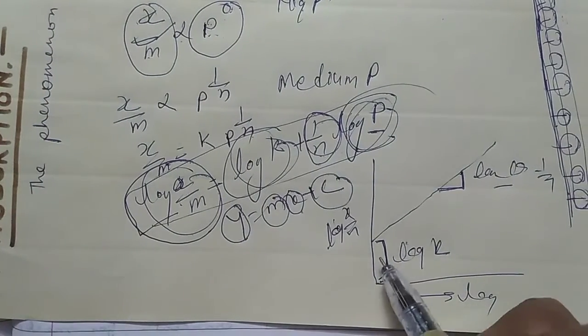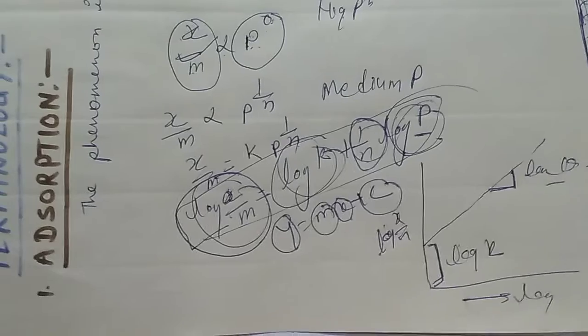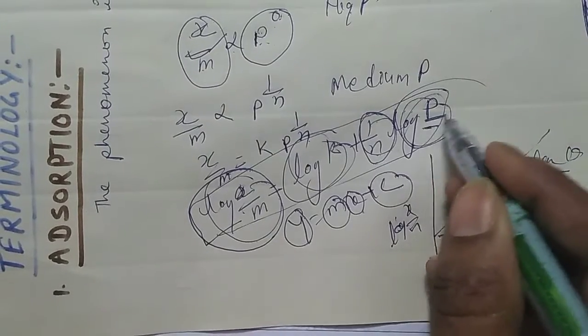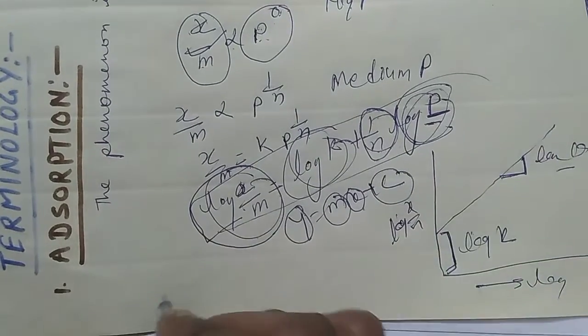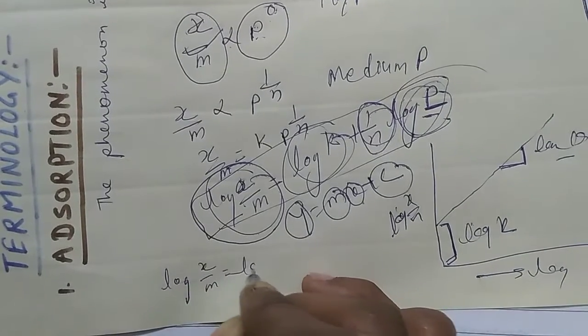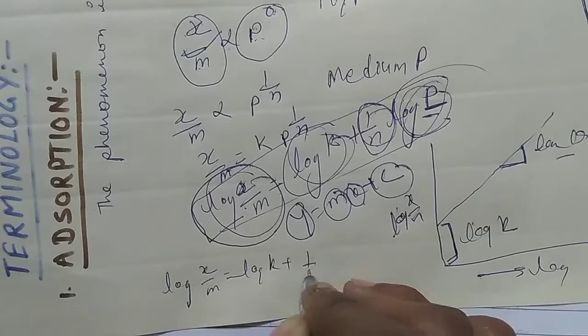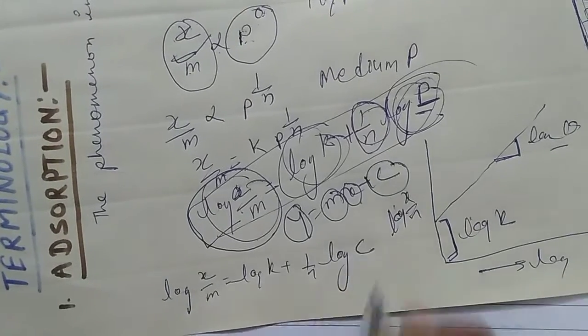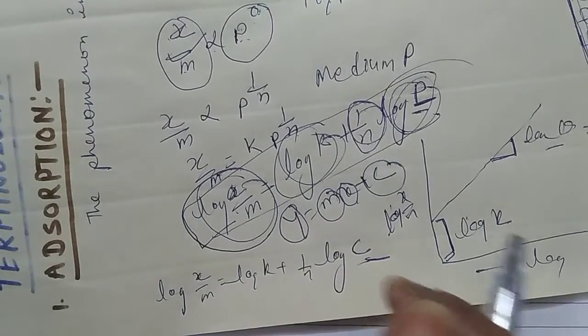And if the reaction is taking place in the solution phase, then P is replaced by C. C means concentration. Then the equation becomes log x upon m is equal to log k plus 1 upon n log C. C means concentration or molarity.